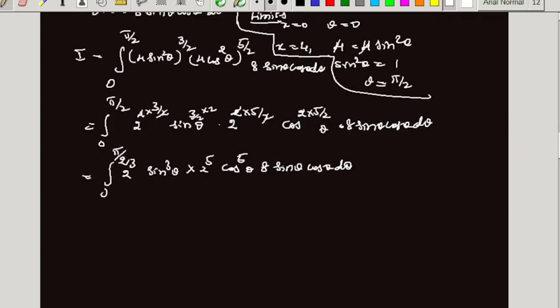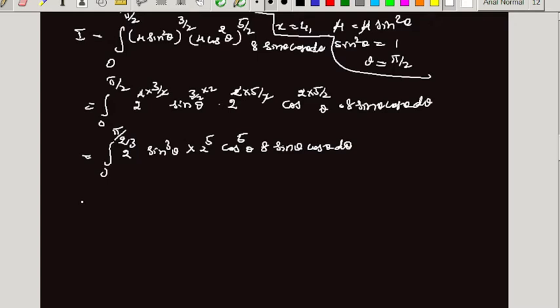So now we simplify this. 2 power 3 is 8, into 2 power 5 is 32, into 8. And here sin power 1 is there, so sin power 3 we can write as sin power 4 theta. Cos power 5 into cos power 1 we can write as cos power 6 theta d theta. Limit is 0 to pi by 2.